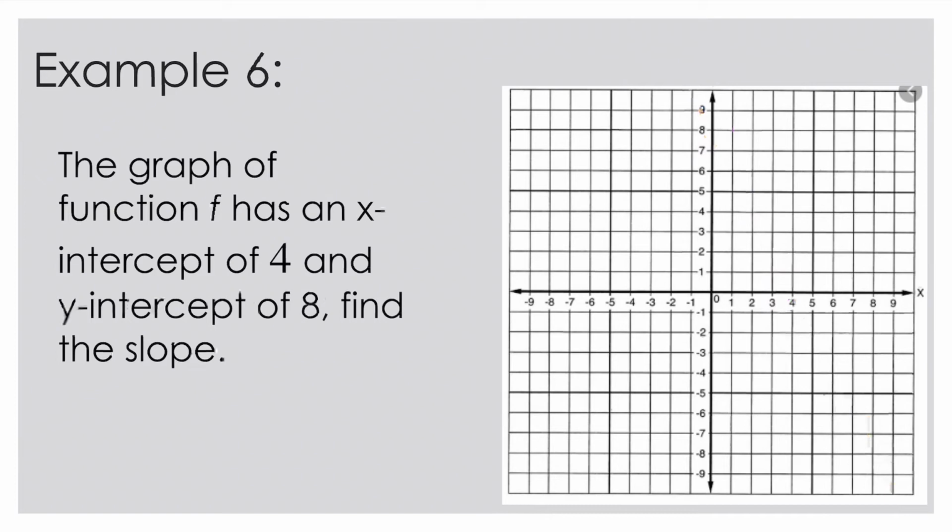So for this one, it says the graph of function f has an x-intercept of 4, so that means I'm going to put a point at 4 on the x-axis, and a y-intercept of 8, so I'm going to put a point on 8 on the y-axis, and now we want to find the slope of this line. And remember to extend it all the way through. Okay, so we're going to count our slope. Let's go ahead and count between the 2 points that it gave us.